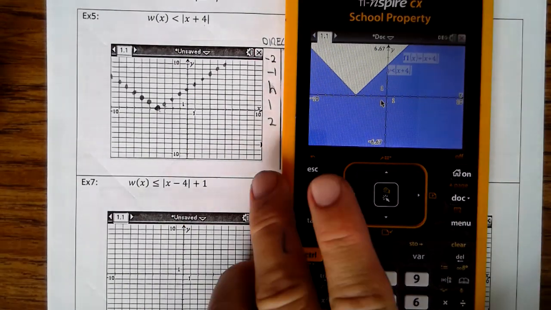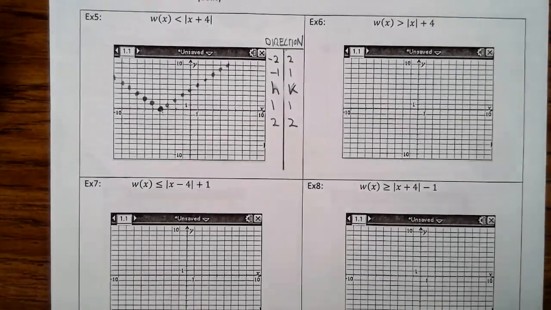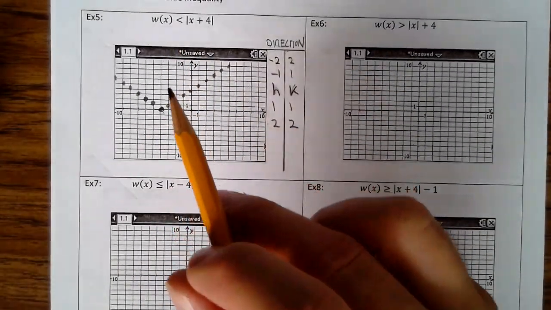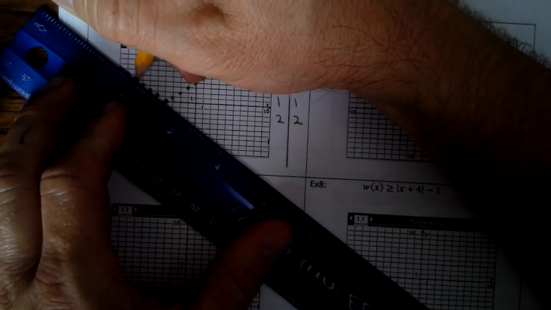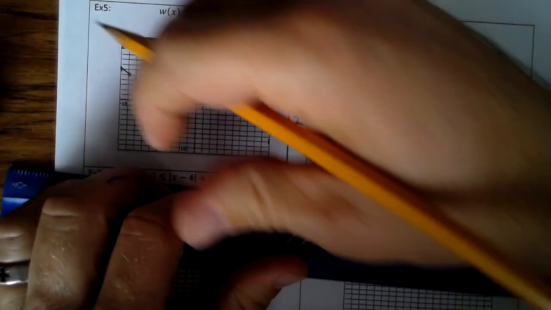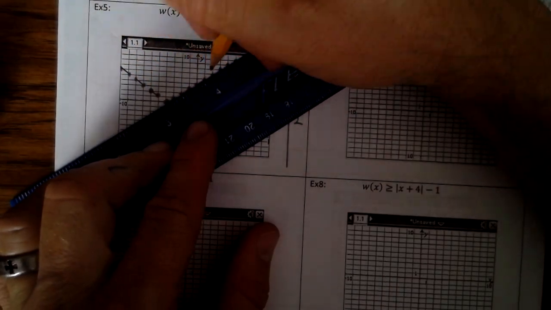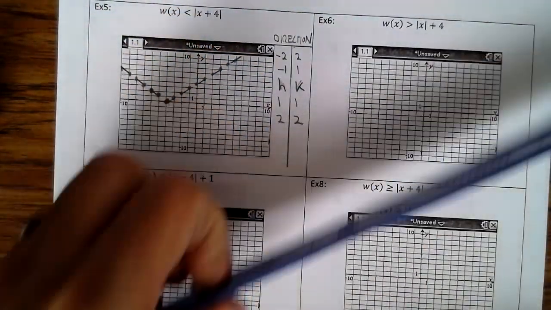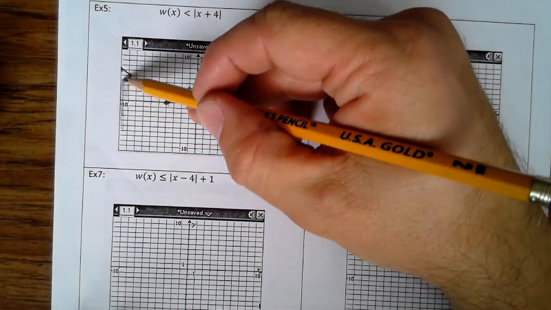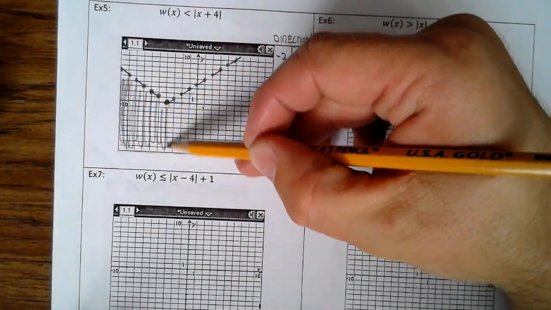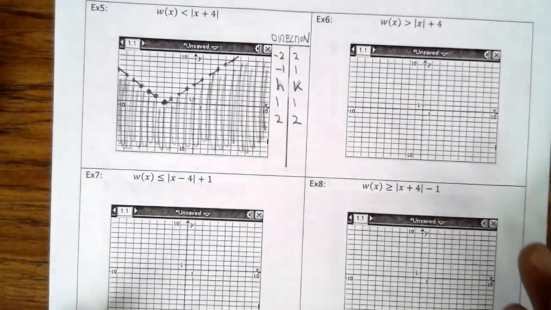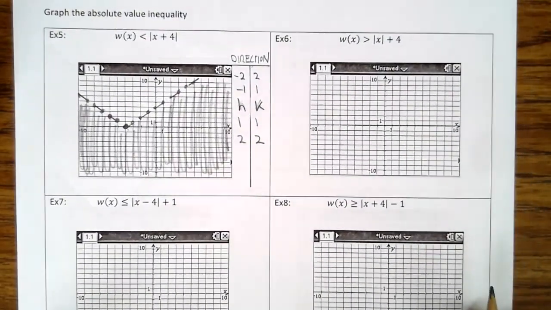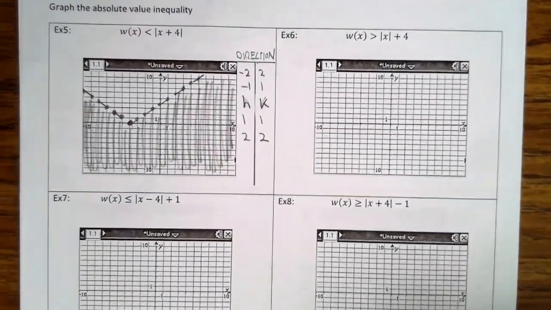All right. So nonetheless, there's no line underneath, so it's a dashed line. And then it's less than, so we shade below. All right. So now let's take a look at example 6.